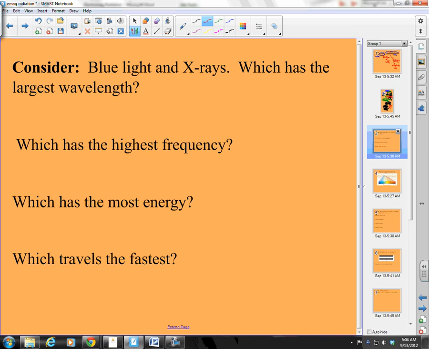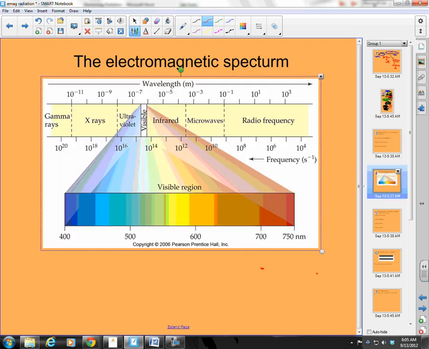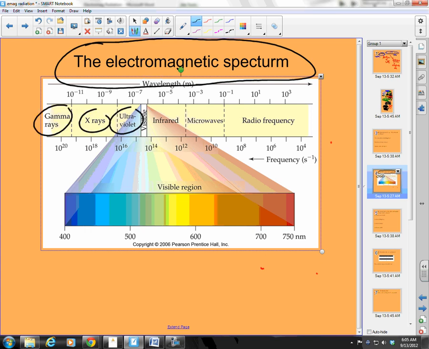Next, consider blue light and X-rays. Which has the largest wavelength? Boy, I wish we had something like a chart that would order wavelength for us. Hey, look at this. Look what we have here. We have the electromagnetic spectrum. And what is that? Well, if you look here, this is all kinds of electromagnetic radiation. And it's in order. It's ordered by wavelength.